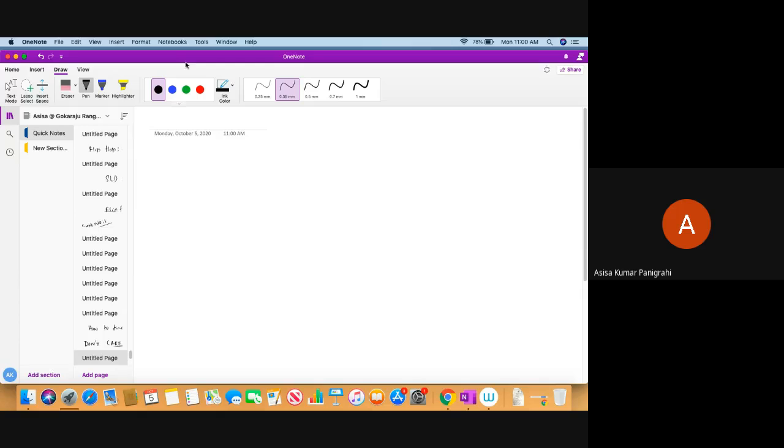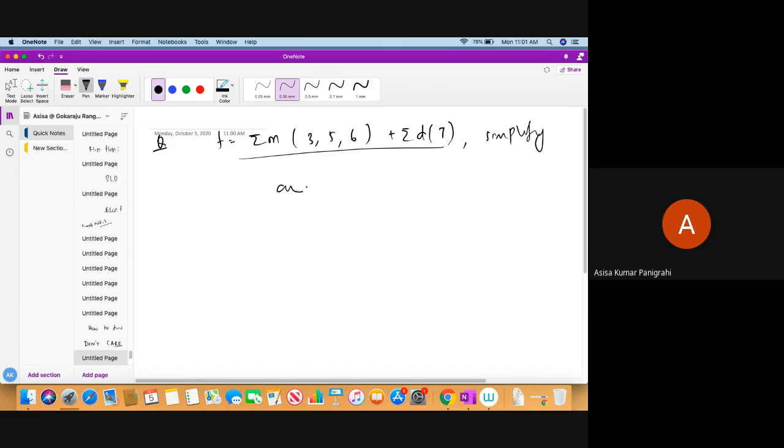So see here. So the question is here, f is the summation of m 3, 5, 6 plus summation of d 7. This is the question. Okay. So see here, this is my question. What you have to do? Simplify and realize. So this is the question.